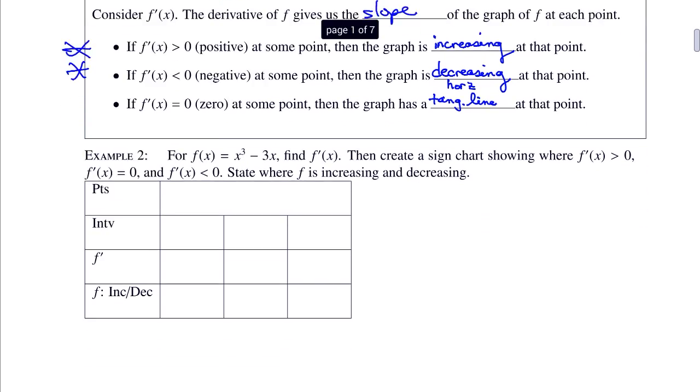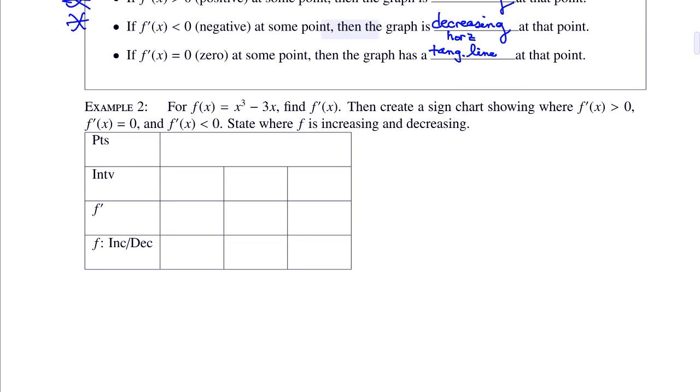Let's look at example 2. It's the same equation from the top. F of x is equal to x cubed minus 3x. First, we want to find f prime. Then we're going to create this sign chart that you see here and determine where f prime is positive, f prime is 0, and f prime is negative. We will use that information to state where the function is increasing and where it is decreasing.